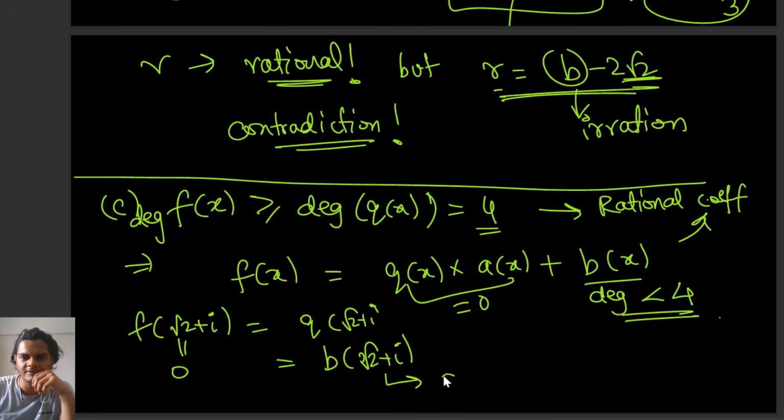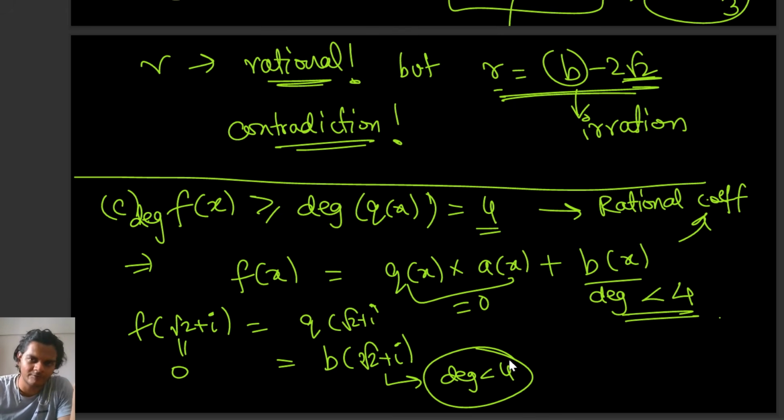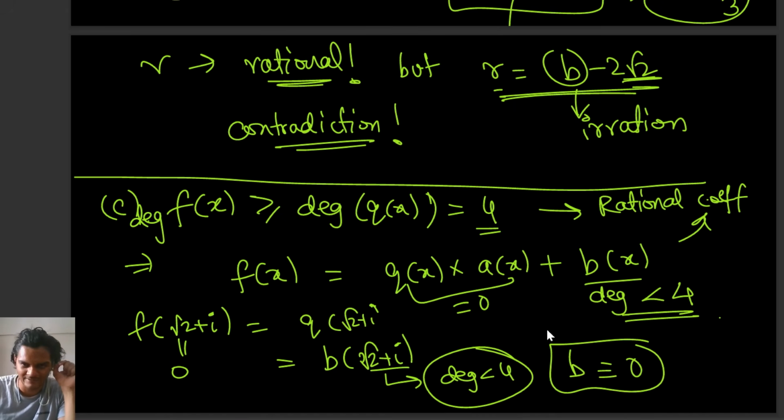But this is of degree less than 4. And we know that there exists no polynomial with degree less than 4, no non-zero polynomial at least, we can assume, such that this is a root. So this has to be identically equal to 0. B has to be identically 0. So that means q of x is always a factor of f of x.